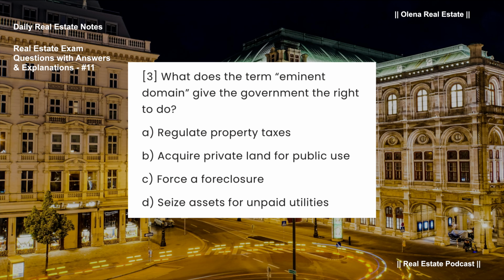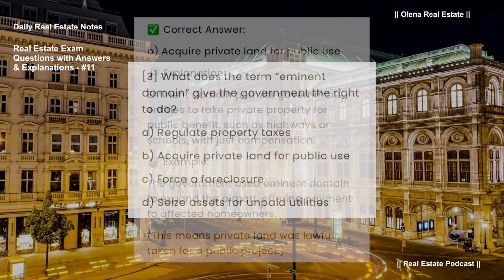What does the term eminent domain give the government the right to do? A. Regulate property taxes. B. Acquire private land for public use. C. Force a foreclosure. D. Seize assets for unpaid utilities.